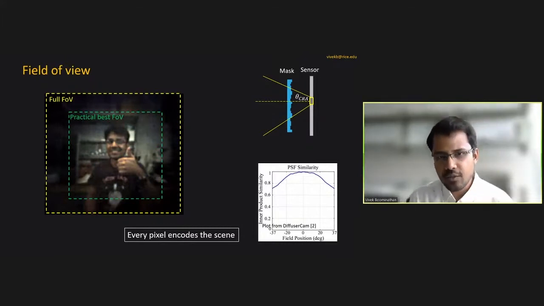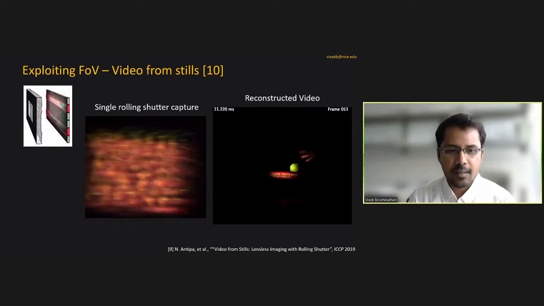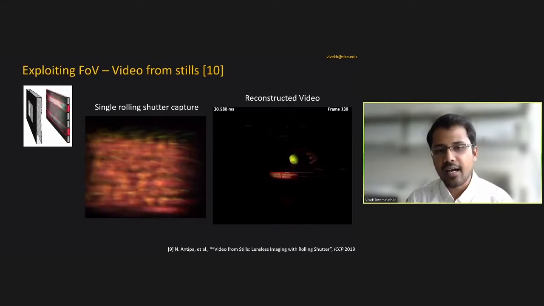But one thing to take away from this is that every pixel actually encodes every point in the scene. That is, every sensor pixel is seeing almost the entire scene. And this was actually exploited for doing a single image to video reconstruction. This work from Berkeley, they basically capture a single capture from a rolling shutter and are able to reconstruct the entire video based on a single capture.